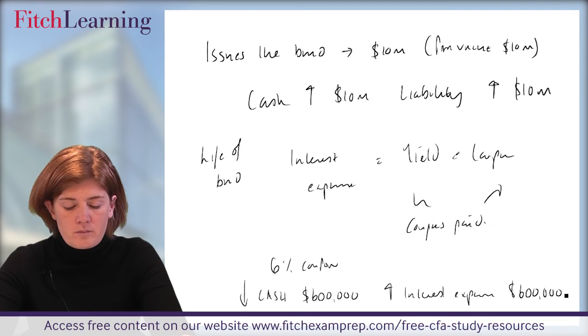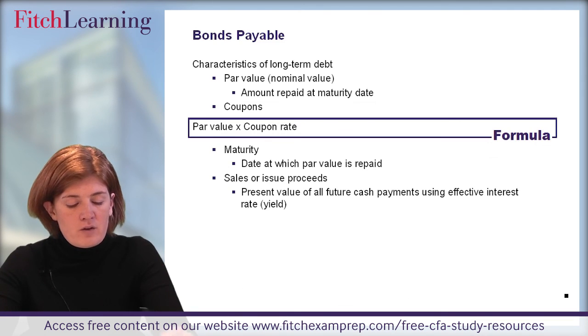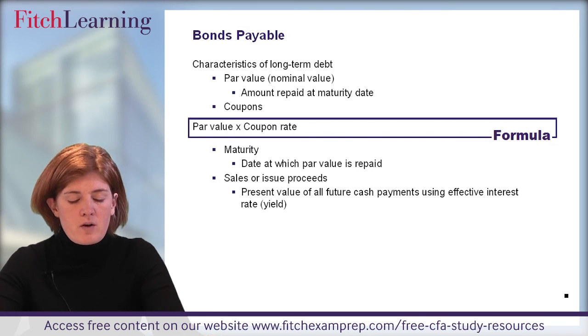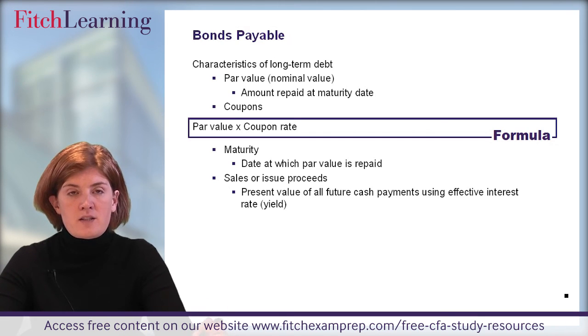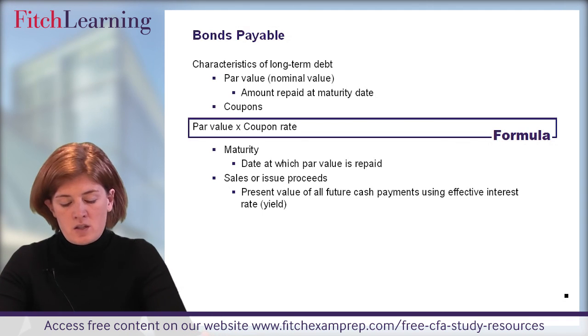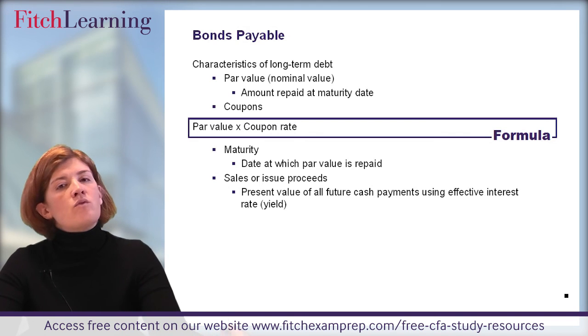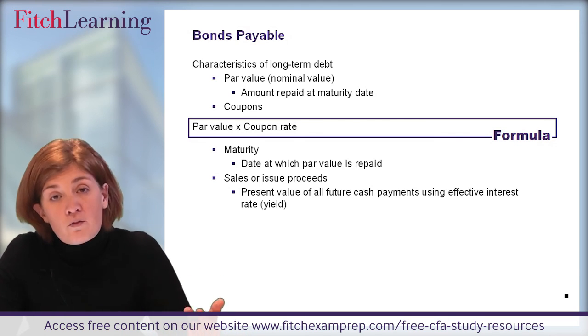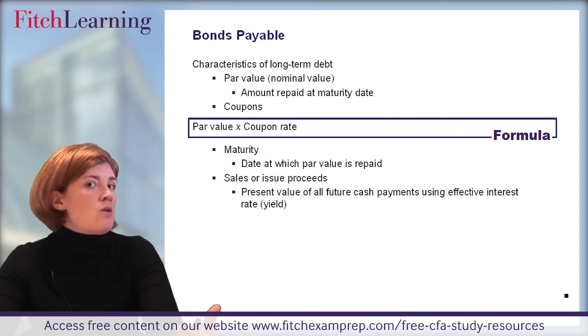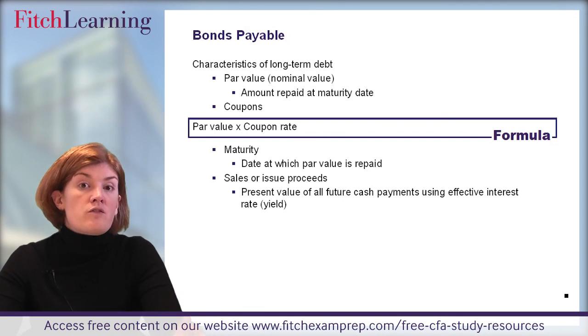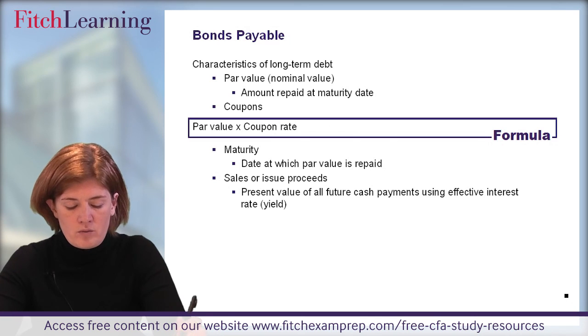Right then, let's have a look, just make sure we're okay with the terminology. We'll quickly recap. Par value is the amount repaid at maturity date, that's set out up front. The coupons are calculated as the par value times the coupon rate. The maturity is the date at which the par value is repaid. The underlying reading only covers really basic vanilla, or what we call conventional or straight bonds. It doesn't go into any of the more complex ones. That was removed a few years ago when they rewrote the reading.